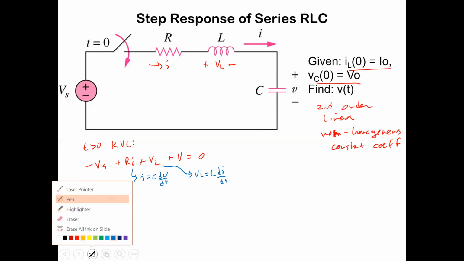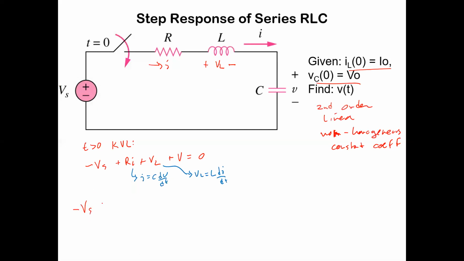So to continue, you would have minus Vs plus RC dv/dt plus L times d/dt of C dv/dt plus v. That's still just KVL. So rearranging things a bit, you're going to get LC second derivative of v plus RC first derivative of v plus v equals Vs, your source voltage.